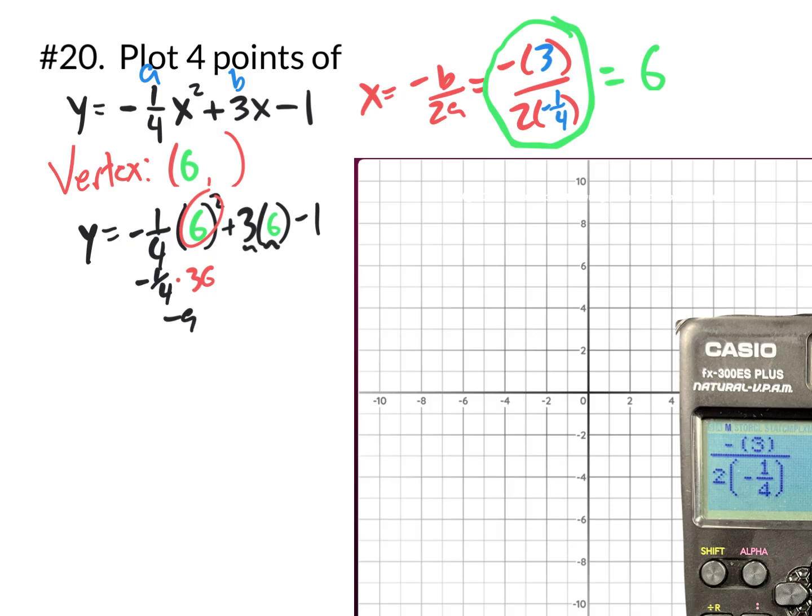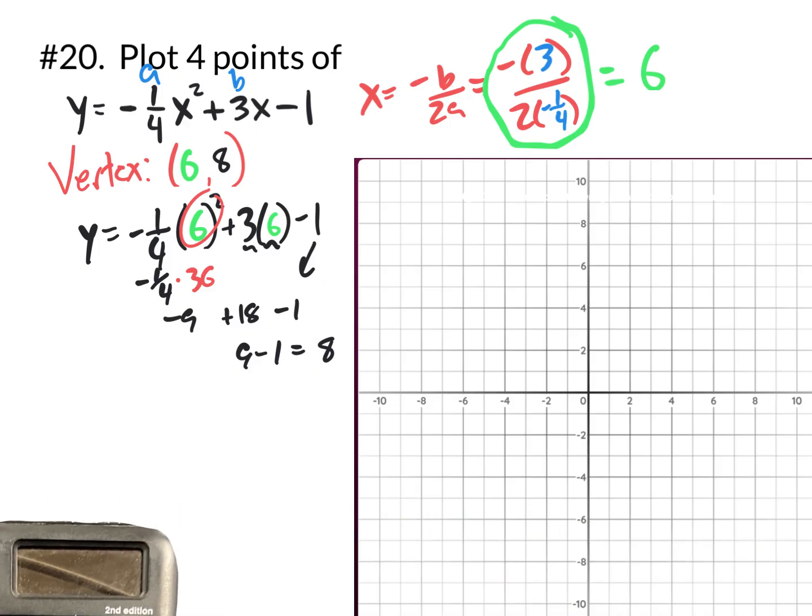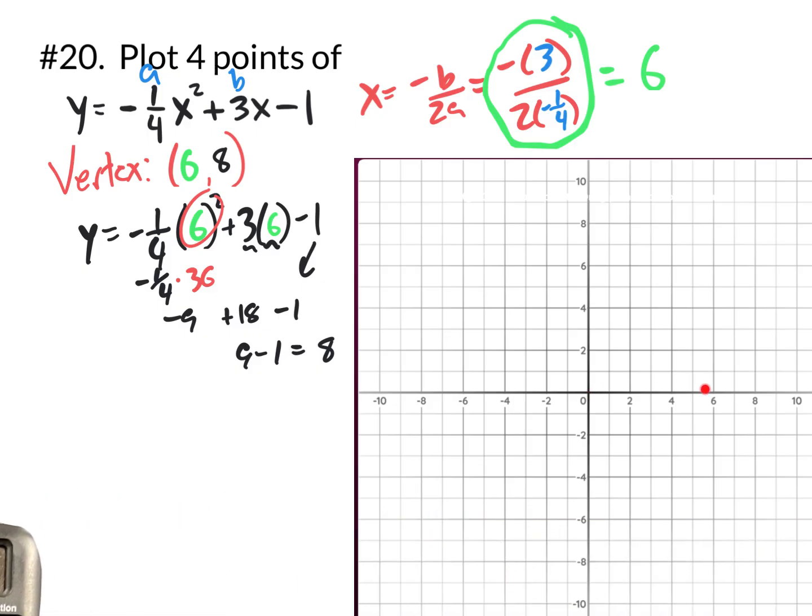And then 3 times 6 is positive 18. And you bring down that minus 1. You get 9 minus 1, which is 8. So our vertex x value is 6. Our y value is 8. So let's go to the location 6, 8, and put a dot right there.